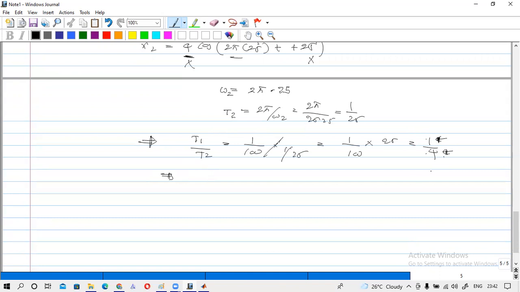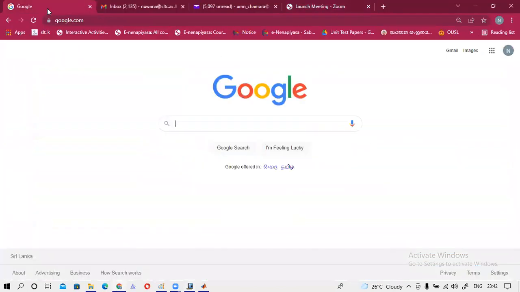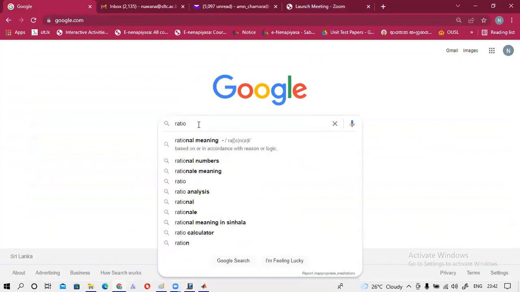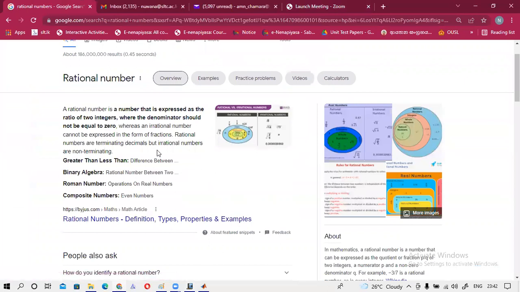This kind of number we call a rational number. If you search on the internet for what a rational number is, let's find rational numbers. Okay, so you can see that.